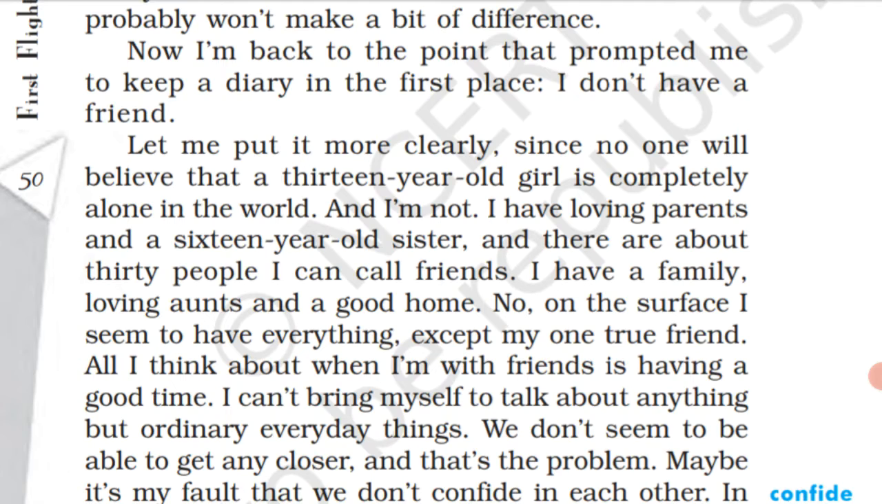I don't have a friend. Let me put it more clearly. Since no one will believe that a 13-year-old girl is completely alone in the world, and I'm not, I have loving parents and a 16-year-old sister, and there are about 30 people I can call friends. I have a family, loving aunts, and a good home. No, on the surface, I seem to have everything except my one true friend.